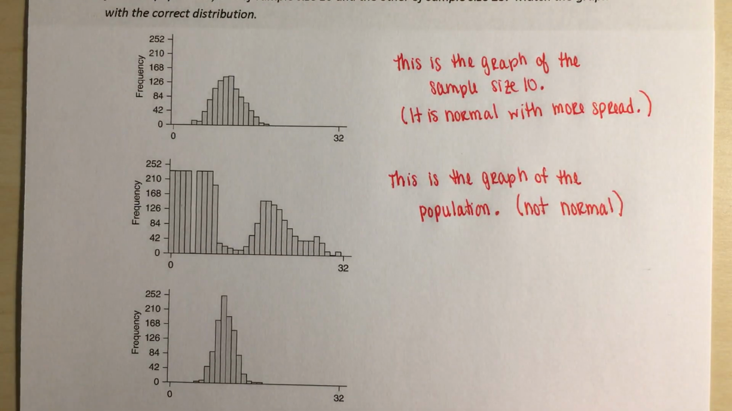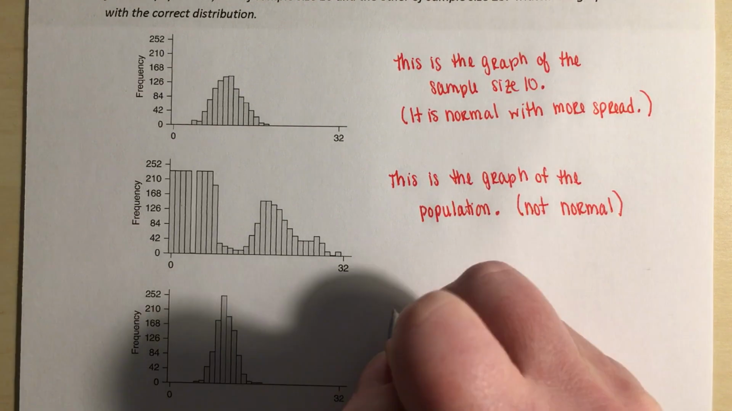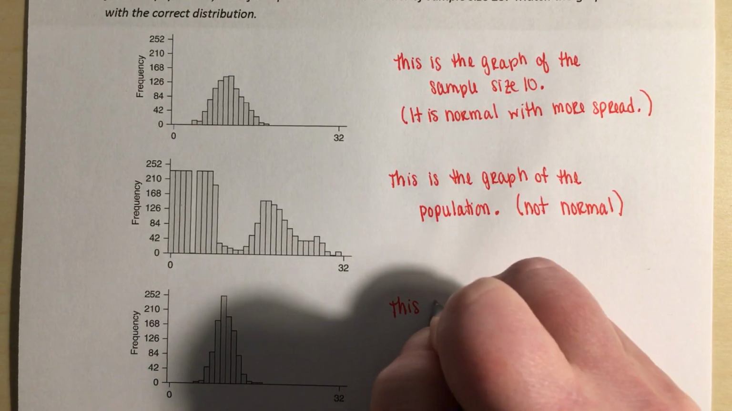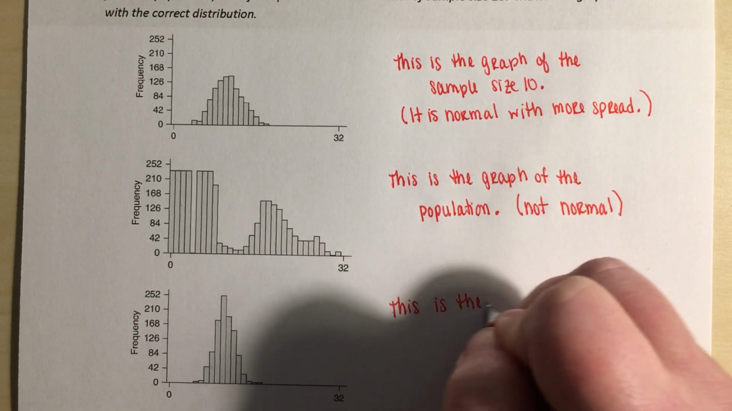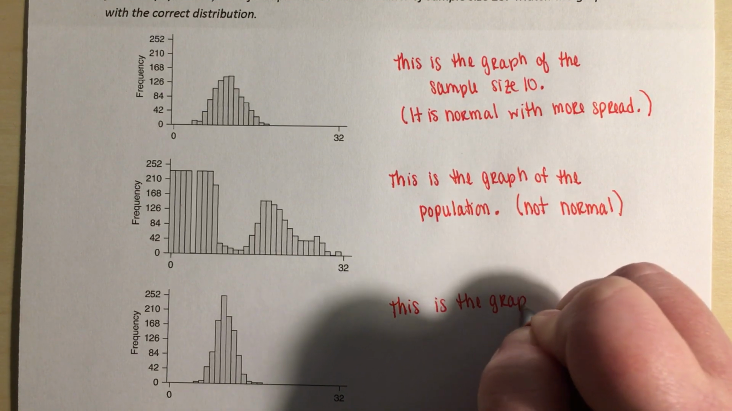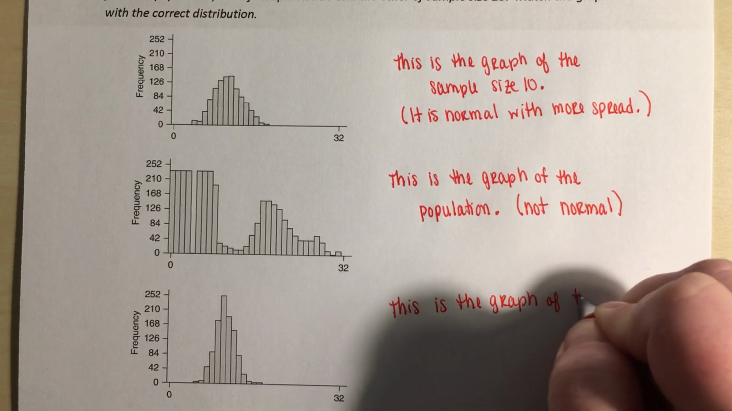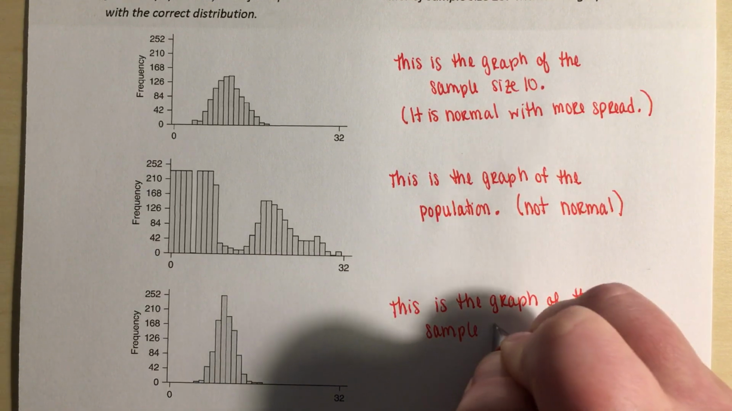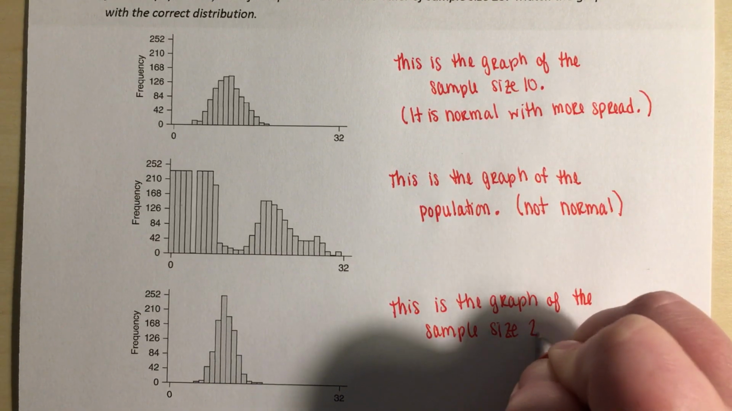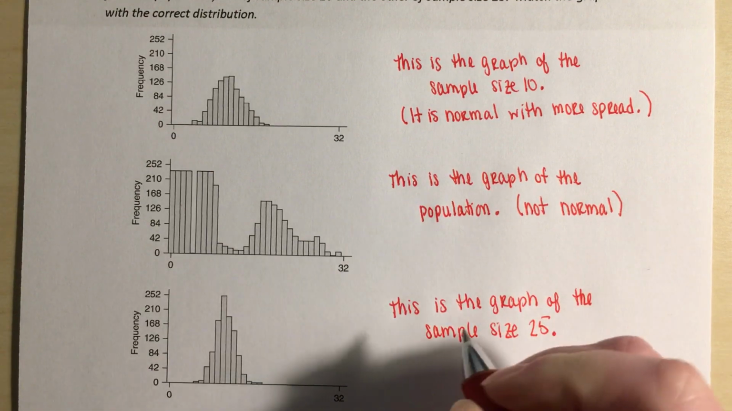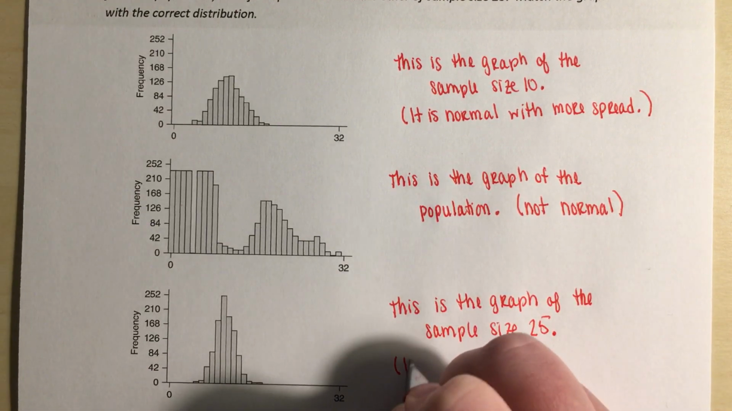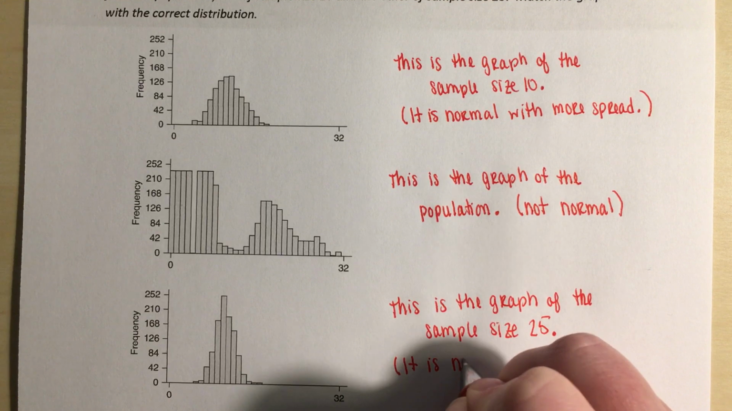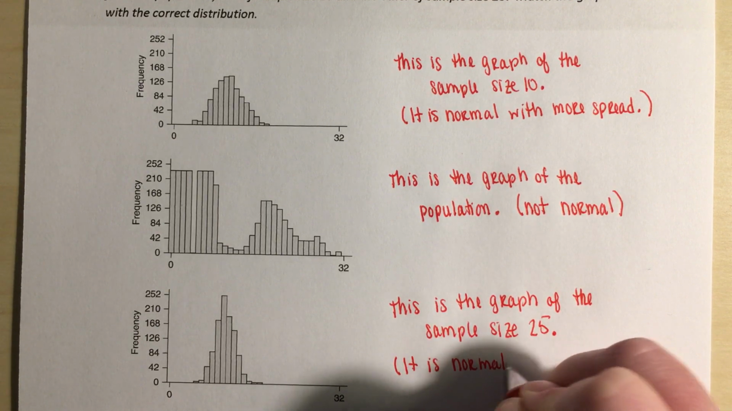Okay. And our bottom one, our one that was taller and skinnier, this is the graph of the sample size 25. It is normal with less spread.